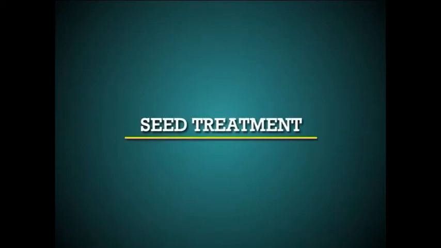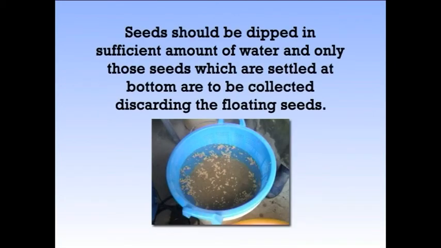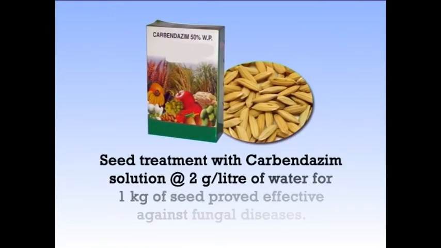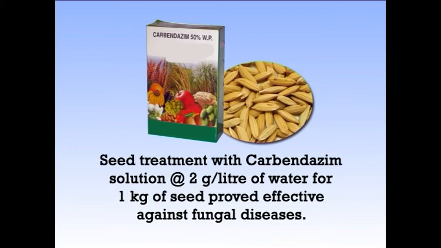Now let's see how seed treatment can be done. Seeds should be dipped in a sufficient amount of water, and only those seeds which are settled at the bottom are to be collected, discarding the floating seeds. Seed treatment with carbendazim solution at the rate of 2 gram per liter of water for 1 kg of seed proves effective against fungal diseases.